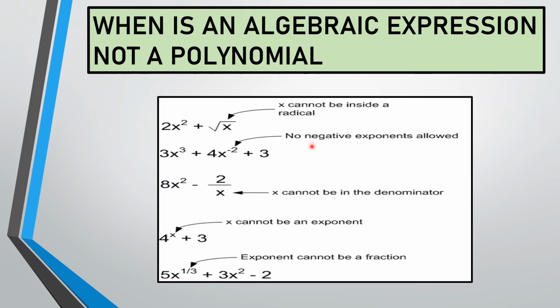So what are all the rules we have to see? It cannot be under the root. It cannot have a negative power. The variable cannot be in the denominator. The variable cannot be an exponent. And the variable cannot have a fraction as a power.